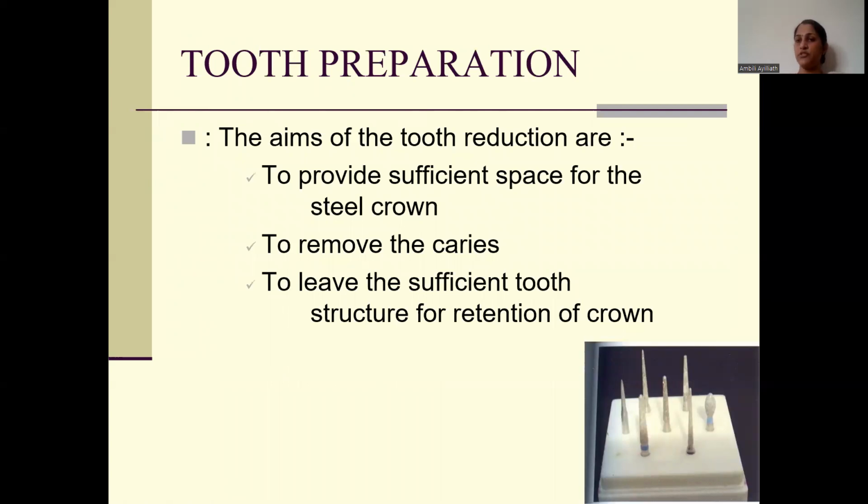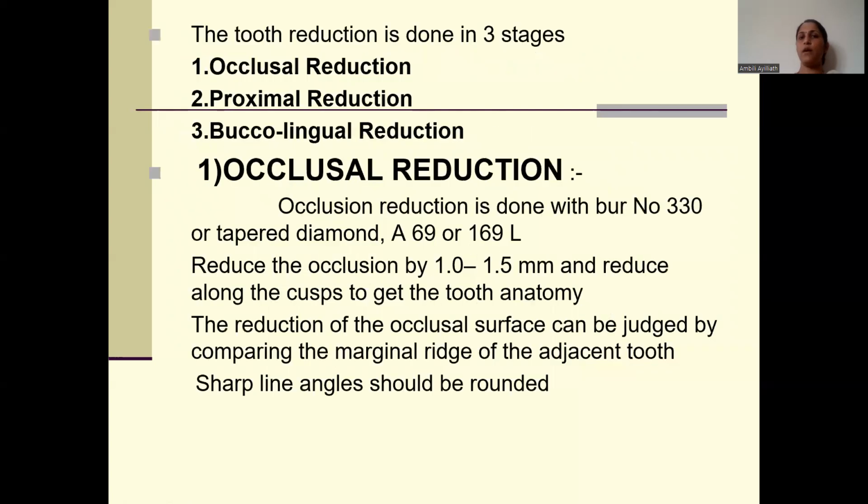One is to provide sufficient space for the crown, then to remove the caries, then to leave sufficient tooth structure for the retention of the crown. Now I told you earlier that tooth reduction has various steps, mainly 3 steps. Various authors have given different theories. According to one, we can divide the tooth preparation into occlusal reduction, proximal reduction, and buccolingual reduction.